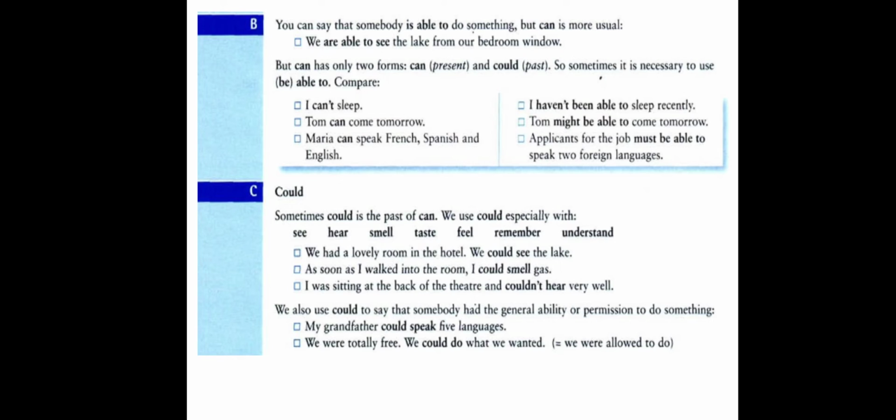Another example: we were totally free. We could do what we wanted. Were indicates past, means the situation is in the past, and here we speak about permission. So we say we could do what we wanted. So here could is used as permission in the past, so we use could plus the base form, so it becomes we could do what we wanted.